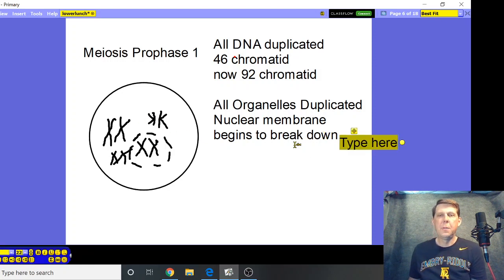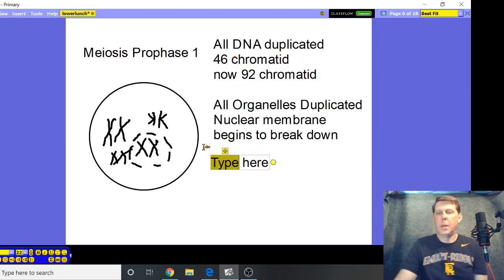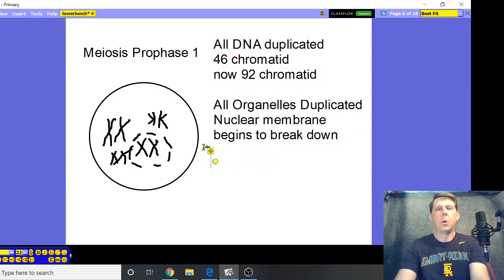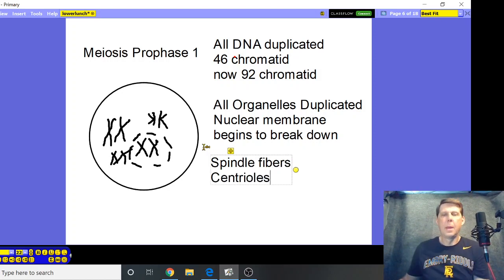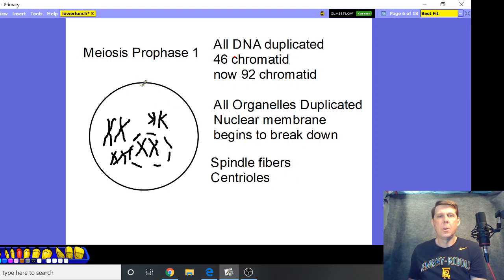Right. Now there's two things that start to form. Remember what they were? I hope you do. They were the spindle fibers and the centrioles. And they, just like before, they start to form at the poles. So we'll draw our centrioles and spindle fibers starting to grow.